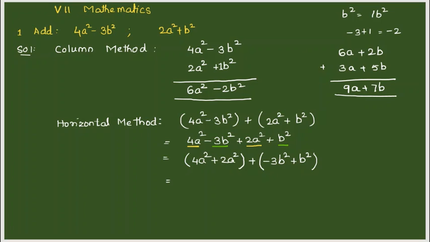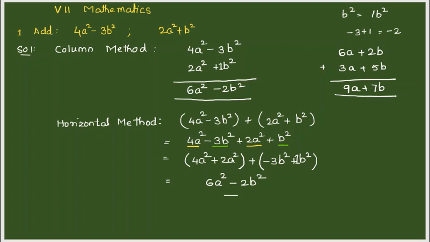Now we need to add the like terms. How to add the like terms? Already in 6th class you learned, previous class. As we added here, only we add the coefficients. 4a square plus 2a square, 4 plus 2 gives us plus 6a square. And here once again b square, what is the coefficient of b square? If there is no coefficient, you need to consider the coefficient as 1. So minus 3 plus 1, it gives minus 2. Minus 2, what is the variable? B square. Minus 2b square.